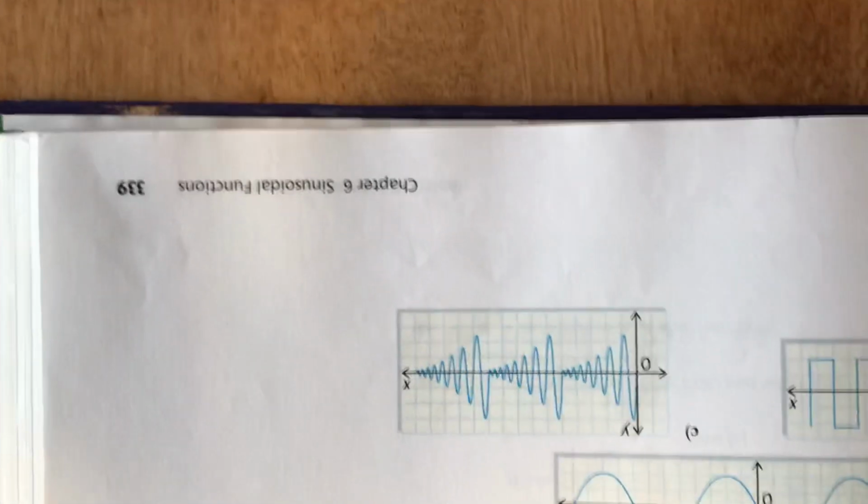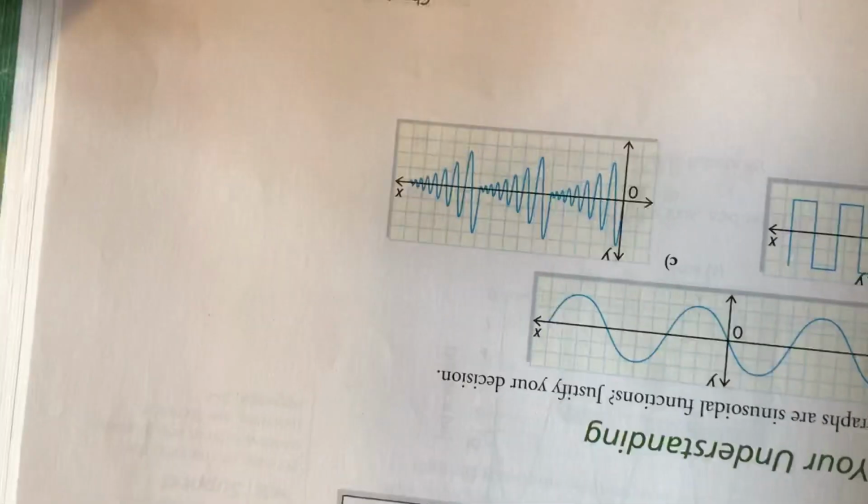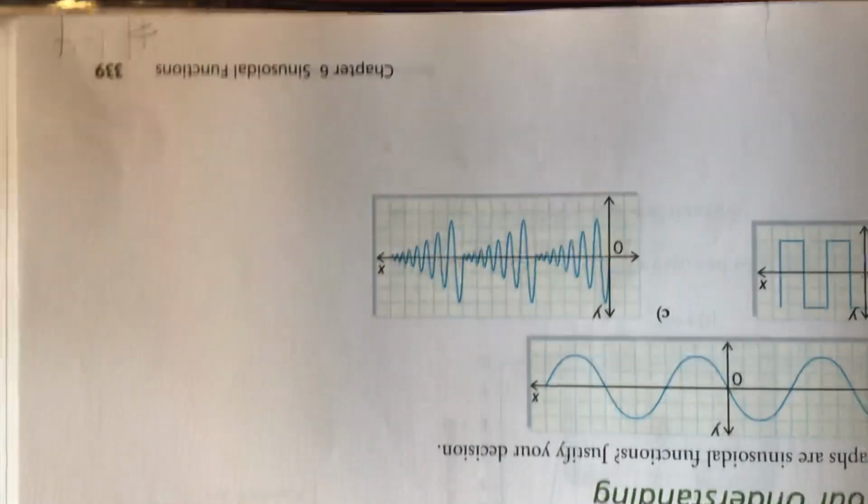That's explained in the textbook on page 338. The questions for tonight's homework: go to page 339 and do numbers 1 to 4. That's it for this week.